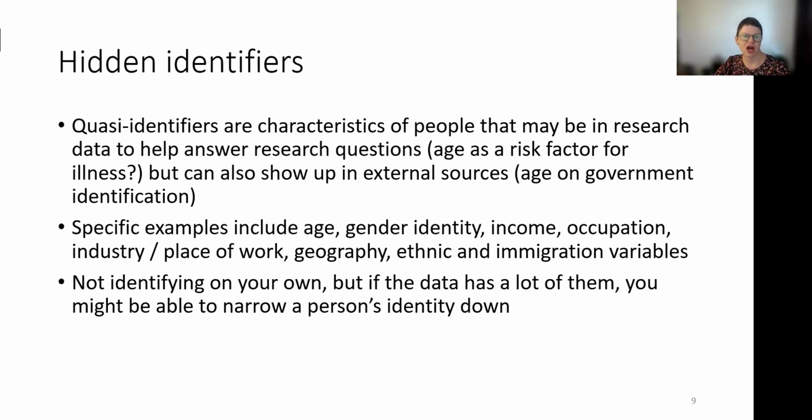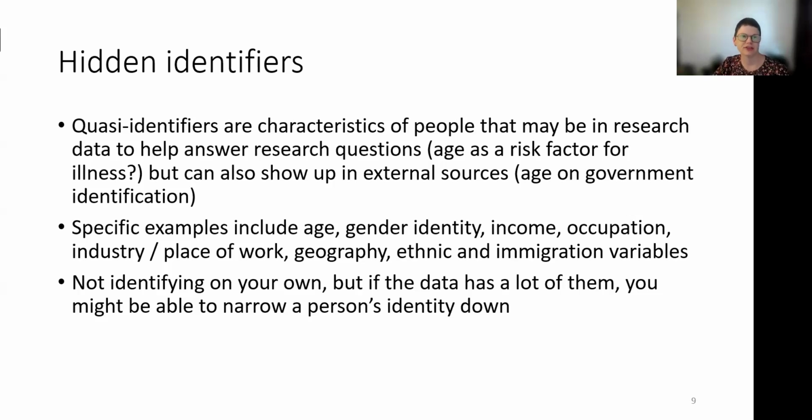So quasi-identifiers are basically characteristics of people that may show up in research data to help answer research questions. They're not there to help track people. They're there to help answer research questions. Somebody's age might be in a data set because that's a risk factor for illness. However, age may also show up in external data. Your age may also be on your government identification.